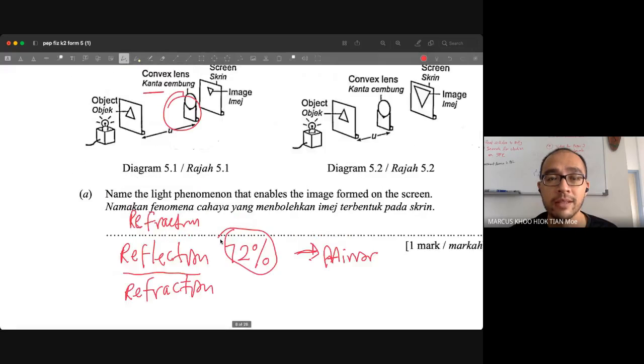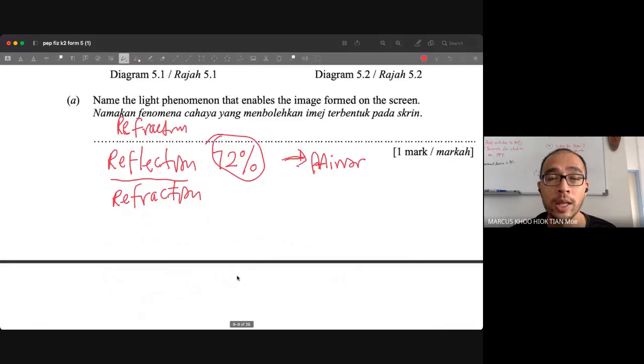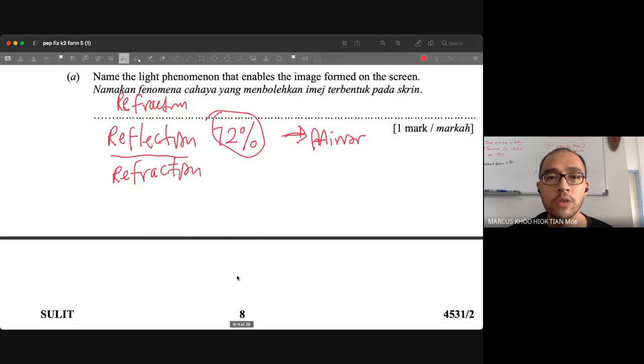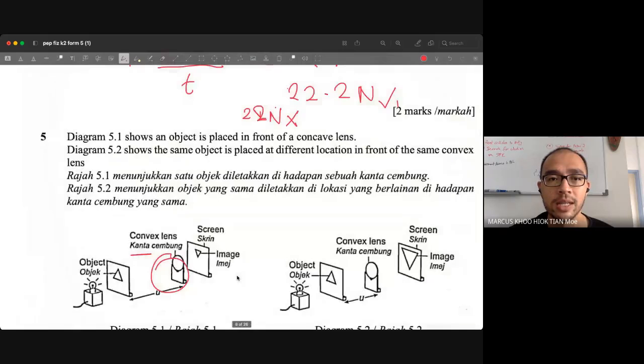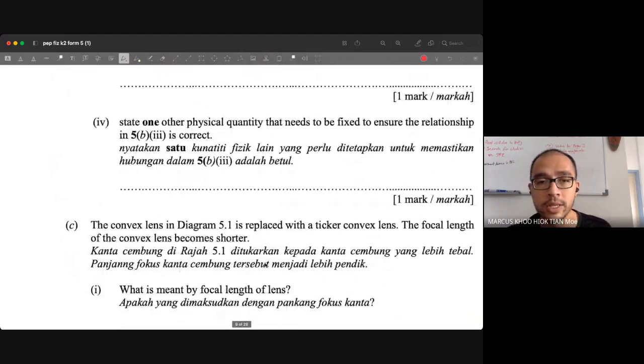Kalau 1-2 orang salah, saya tidak ada masalah. Ini 72%. 72% is quite a lot of people, untuk salah soalan yang sebenarnya tidak payah fikir pun. No need to think one. Okay, so saya macam, okay, susah. But okay, so compare the U on 5.1 and 5.2. So most of you got this correct.